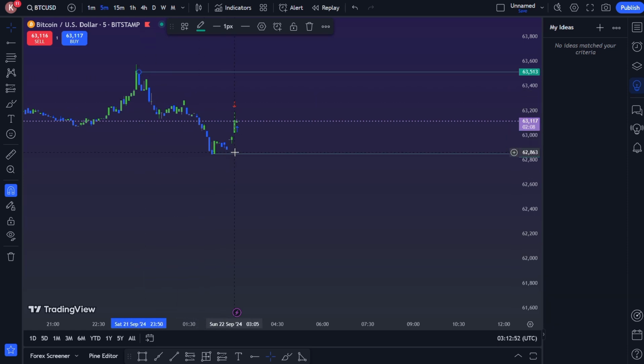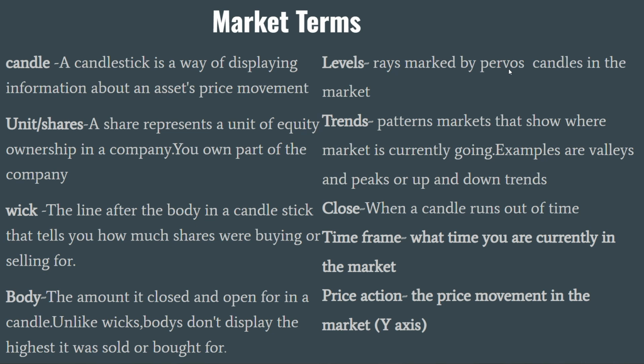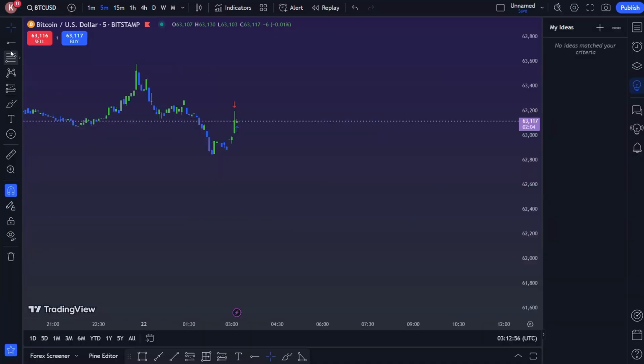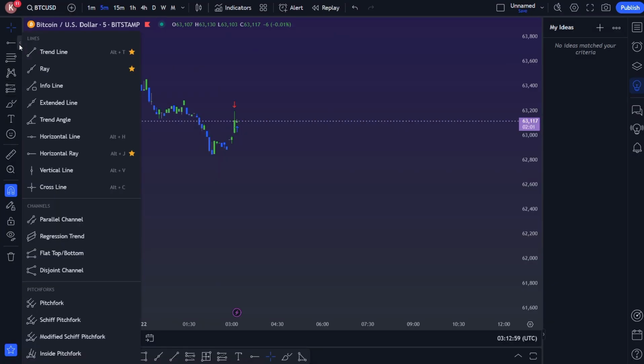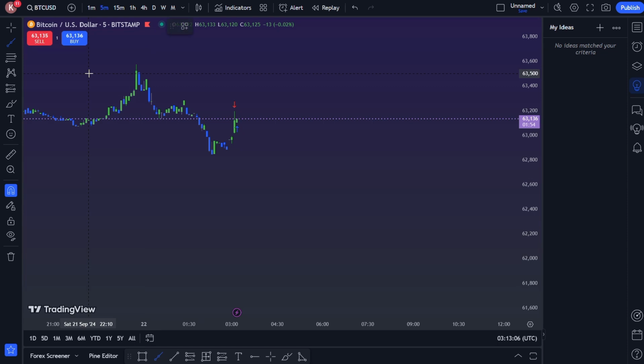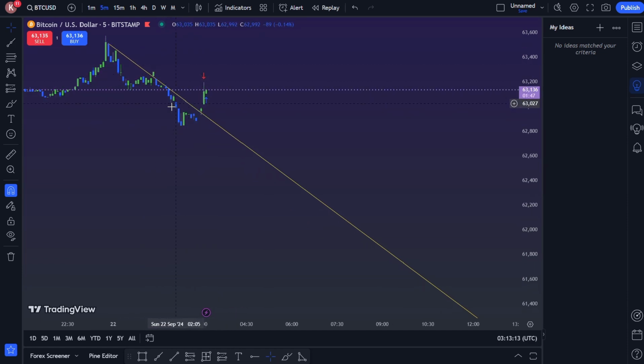That's what levels are. There's trends, which are basically marked by valleys and peaks again, but it's basically what the move is doing, or what's happening to the move. I'm going with the basic definition of a trend, which is a pattern in the market. I'm going with the basic trend, and most traders know this as the line trend. This is a trend.